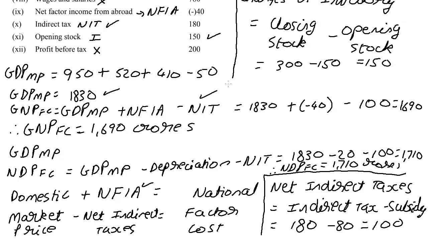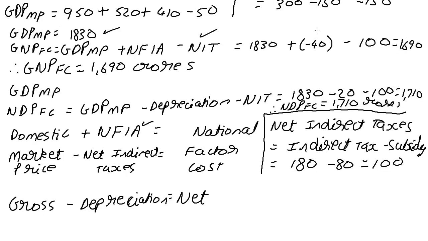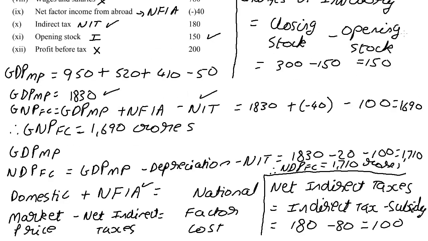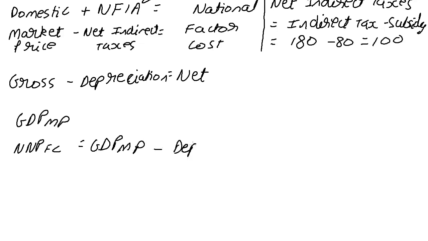Now, we go for the last one. They want national income, which is always NNPFC. I have run out of space, so I'm going to do it downstairs, starting from the first value. We had GDP MP and they want NNPFC. To move from gross to net, I subtract depreciation. To move from domestic to national, I add net factor income from abroad. And to move from market price to factor cost, I subtract net indirect taxes.